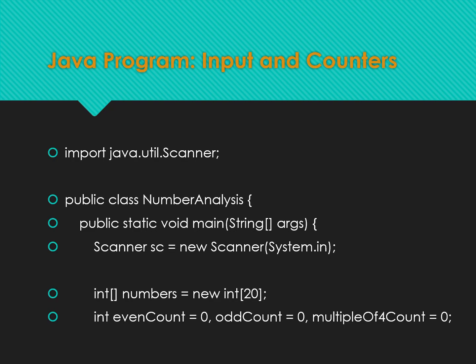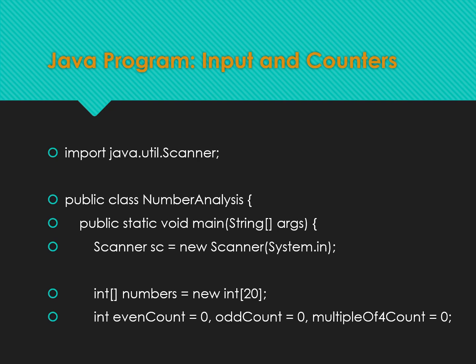In this part of the code, we begin by importing the Scanner class to allow user input. We then define a class named NumberAnalysis, and within it, the main method, the starting point of our program. Next, we create a Scanner object to read input from the user. We declare an integer array numbers of size 20 to store the inputs.